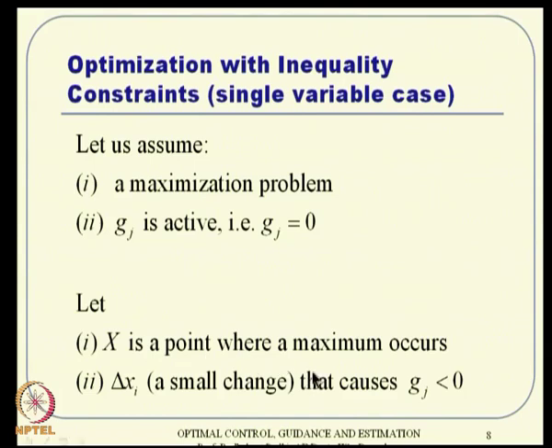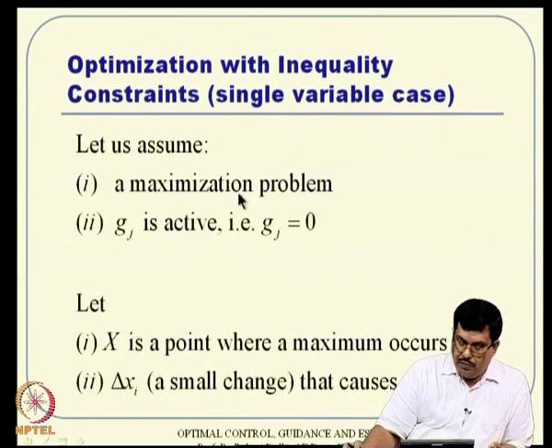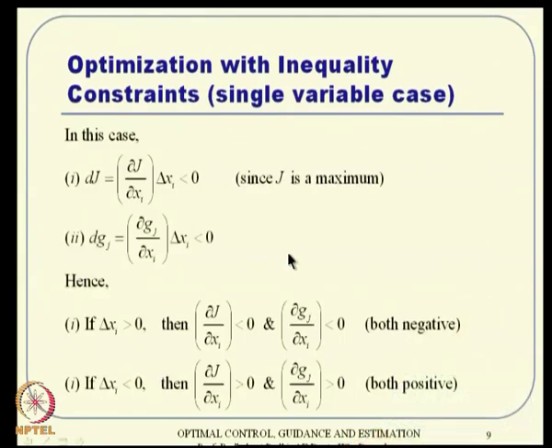In that situation you get the optimal point. So, at that point the maximum occurs, and in a particular direction delta x i, g j turns out to be strictly negative. That means it goes from an active constraint to an inactive constraint. So, that is the point where maximization occurs. Now, what do you infer from there? If you go back to d j, it turns out to be del j by del x i into delta x i. Remember, g j is active.